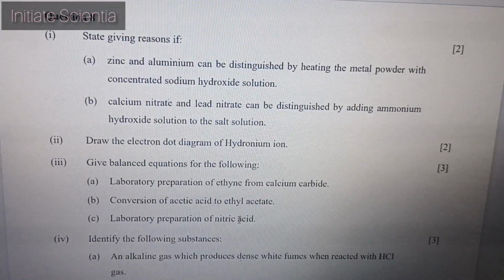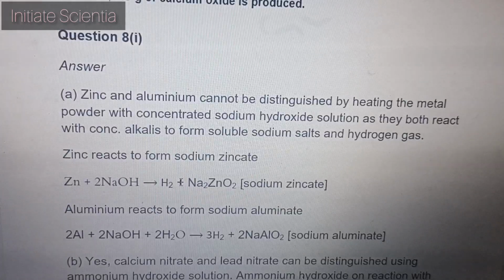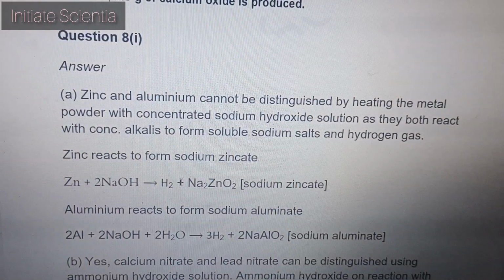Question 8. State giving reasons if zinc and aluminium can be distinguished by heating the metal powder with concentrated sodium hydroxide solution. Zinc and aluminium cannot be distinguished by heating the metal powder with concentrated sodium hydroxide solution, as they both react with concentrated alkalis to form soluble salts and hydrogen gas.